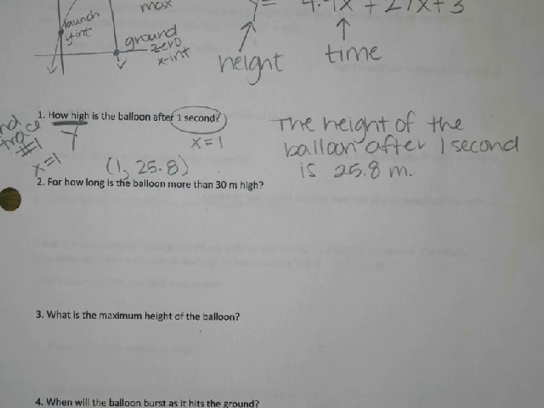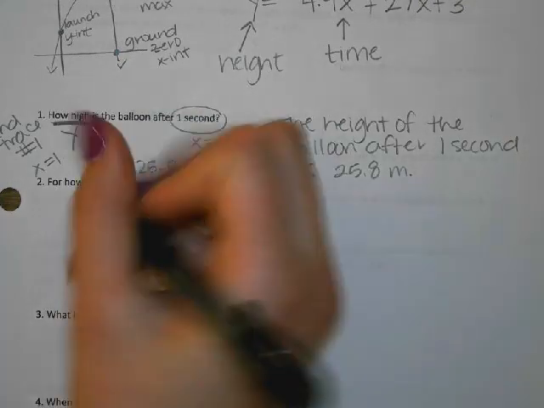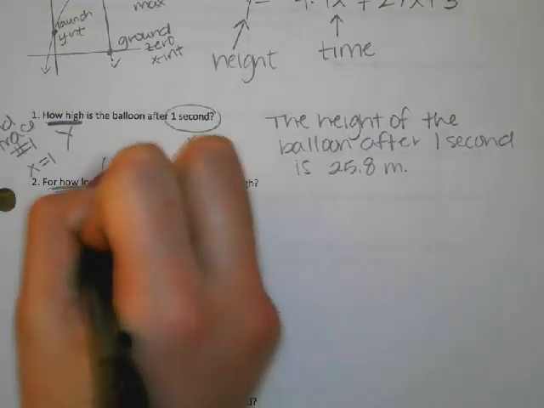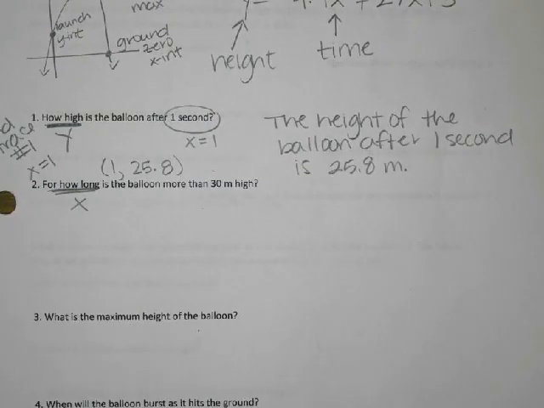All right, the next question says, for how long? So are we solving for an x or are we solving for a y? We're solving for an x since it says for how long. How long is the balloon more than 30 meters high?